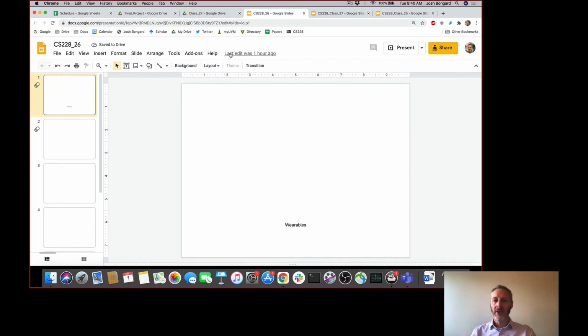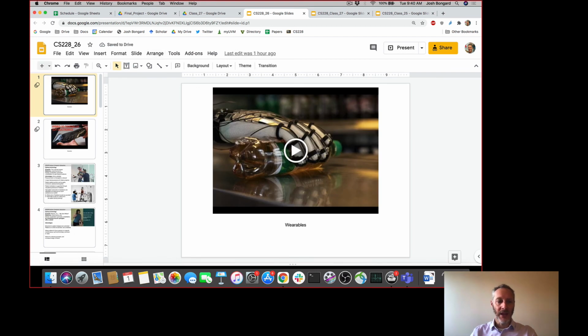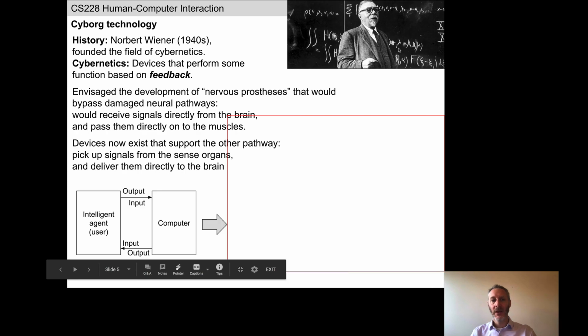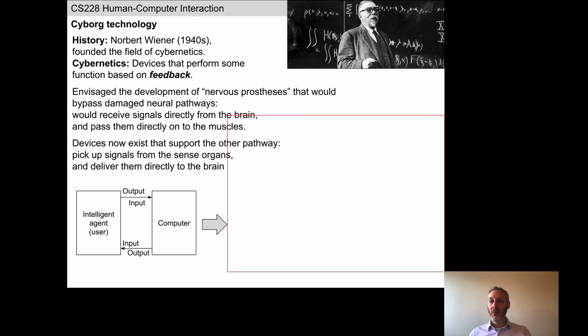Okay, so you can imagine a lot of therapeutic applications of wearable technologies. We are now going to switch from talking about wearables to cyborg technologies. Where does the word cyborg come from? Well, it dates all the way back to the 1940s and earlier, to the study of cybernetics.